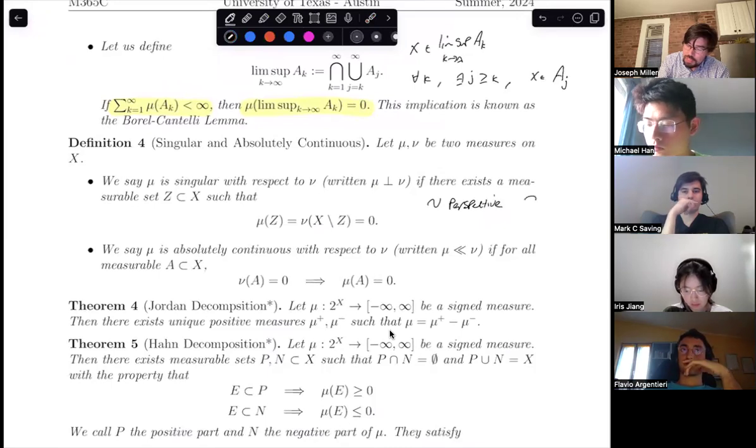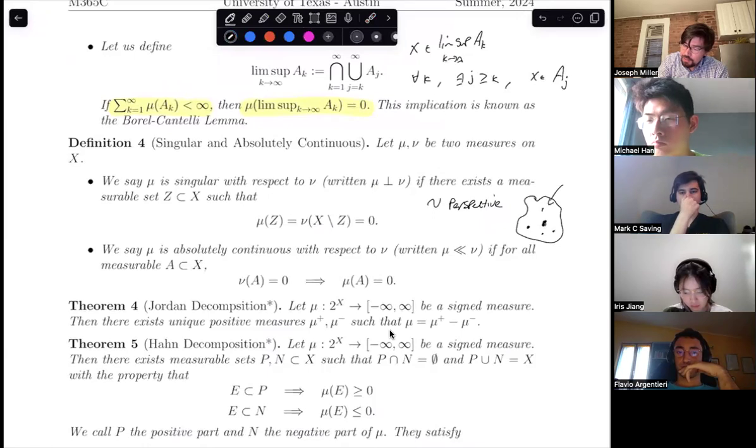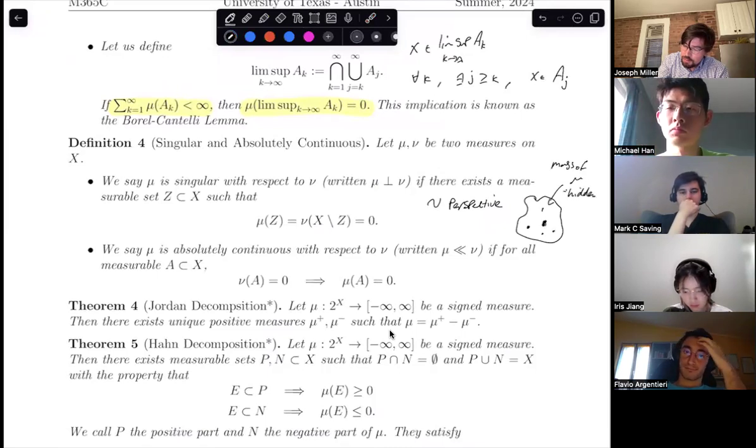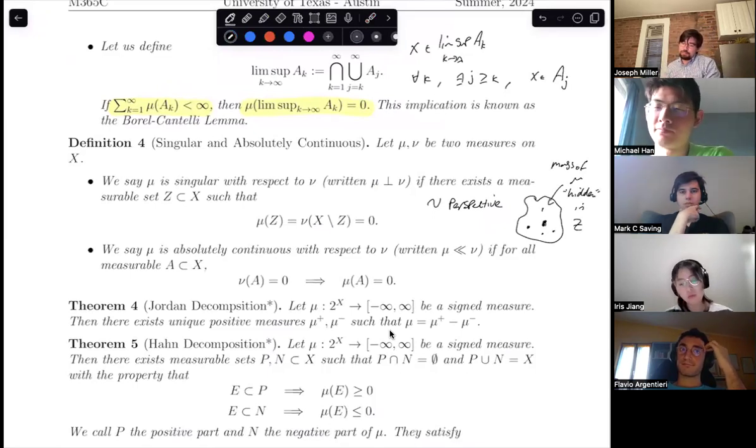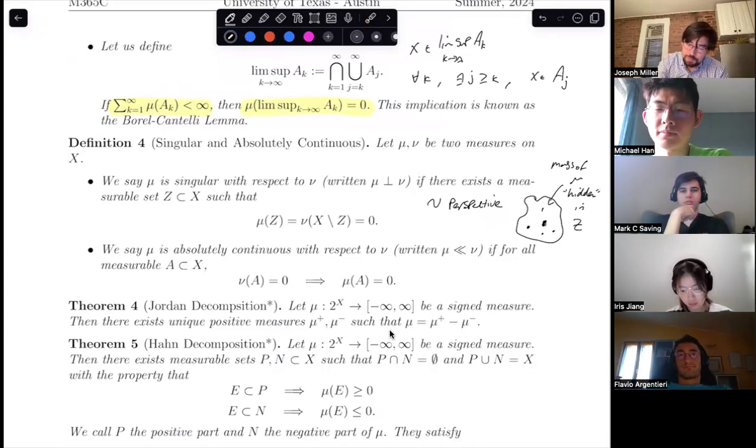I'm hiding all of my mass. I think about it like this: the mass of mu is hidden in the set Z. Sorry, the mass, this is from the mu perspective.